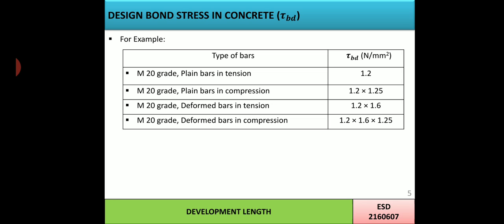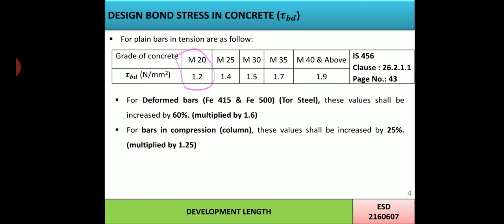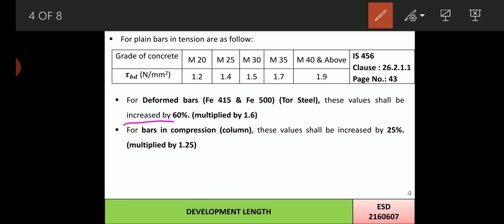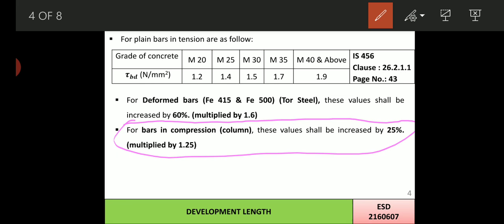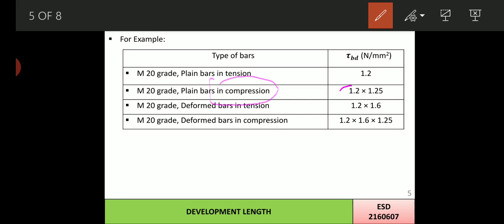Second example, M20 grade plain bar in compression. Now the value for M20 is 1.2, and the bar is plain so there is no problem with the table value. Now the bar is changing from tension to compression. Over here we have seen that when the bar is in compression the value will be increased by 25%. So the value of tau bd is 1.2 multiplied by 1.25, a 25% increase because the bar is in compression.